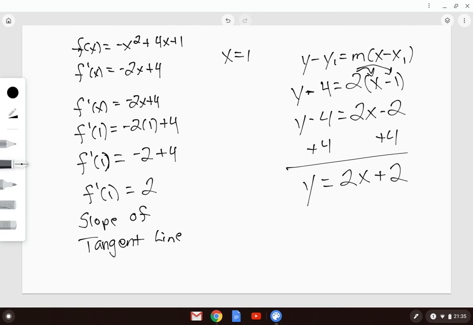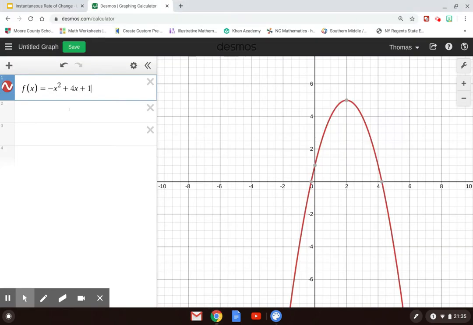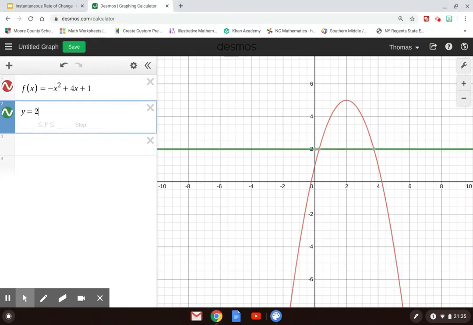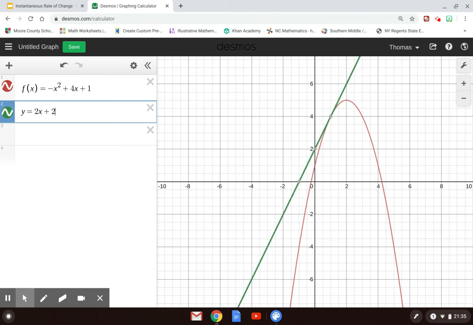So now I have found the equation of the tangent line, and I can come back over here to Desmos and graph the equation of my tangent line. If I look here where x equals 1, there is the equation of my tangent line. So that's for x equals 1.